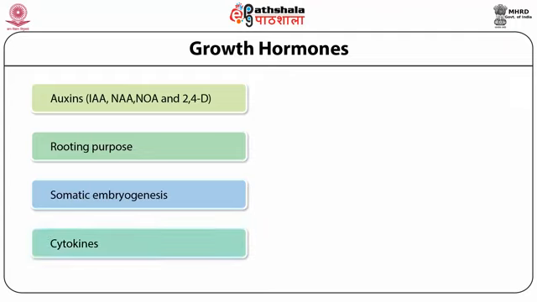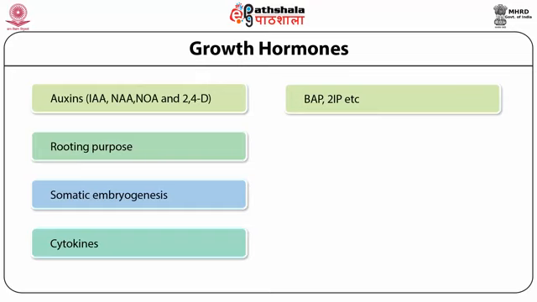Cytokinins are largely responsible for cell division and differentiation of tissues from the growing callus. They are known to release axillary buds from apical dominance and thus help in shoot proliferation. The most commonly used cytokinins are BAP, that is benzyl aminopurine, 2IP, that is isopentenyl adenine, kinetin, thidiazuron, and zeatin.